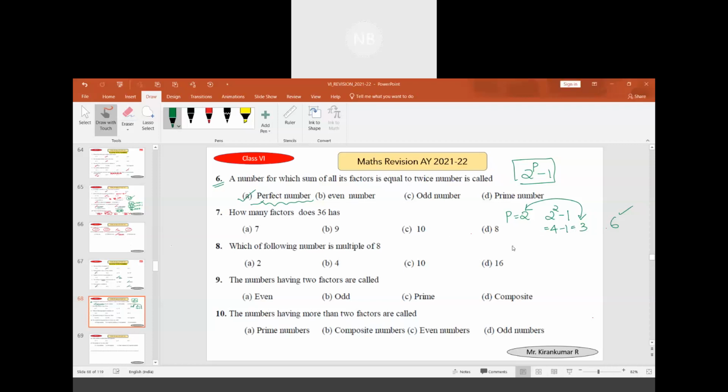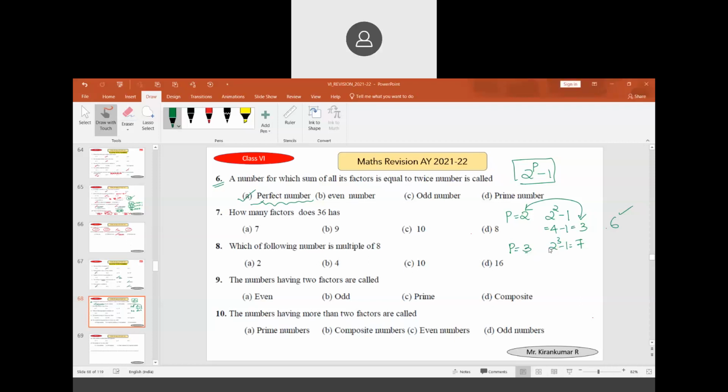Now I will tell you p value to be 3. So 2 cube minus 1, 7. 7 times 3 is 21, it becomes 21. Sir, 14 is not a perfect number.